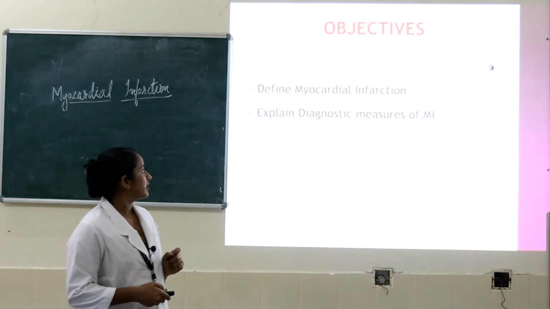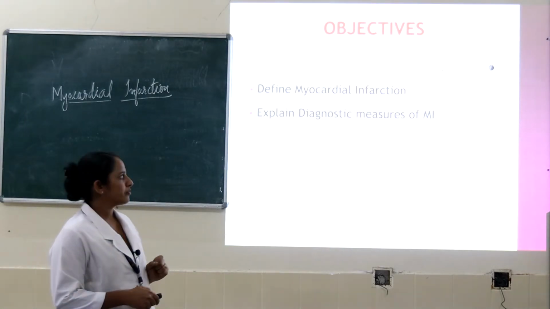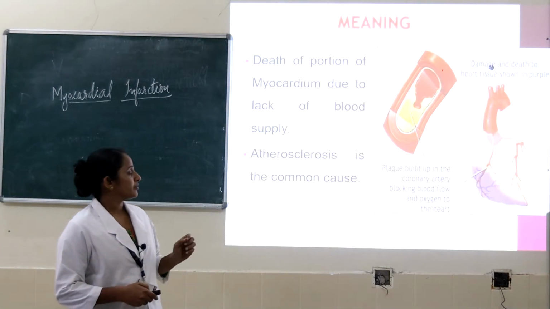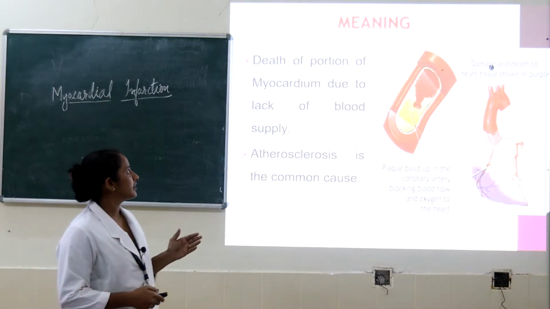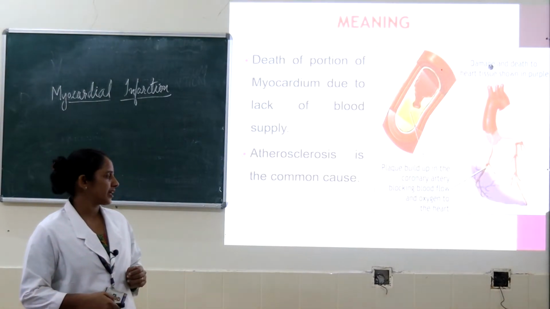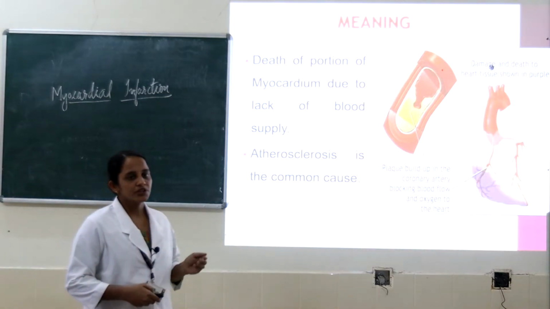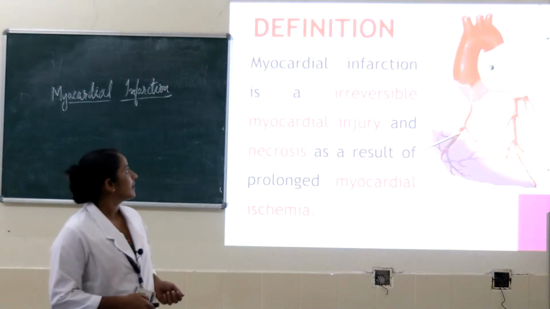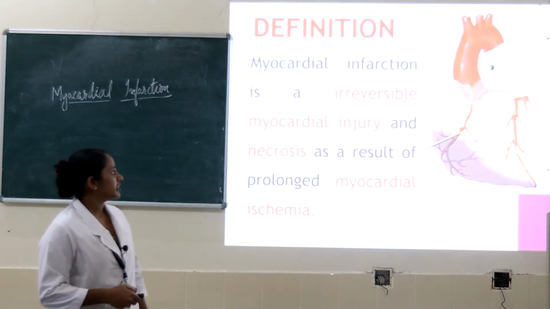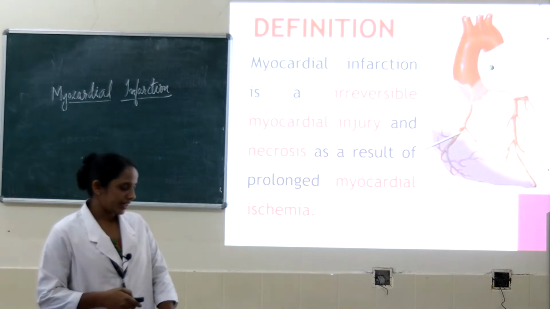Objectives of this session are to define myocardial infarction and explain diagnostic measures of myocardial infarction. As we all know, myocardial infarction means the death of a portion of myocardial tissue due to lack of blood supply. The most common cause of this decreased blood supply is atherosclerosis. Then the definition of myocardial infarction: it is the irreversible myocardial injury and necrosis as a result of prolonged myocardial ischemia.